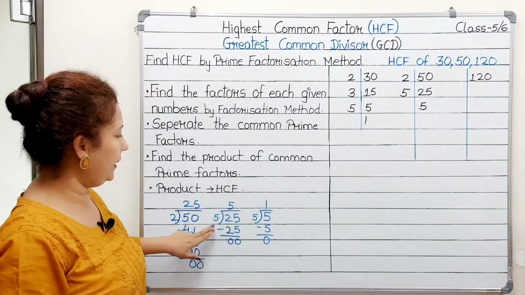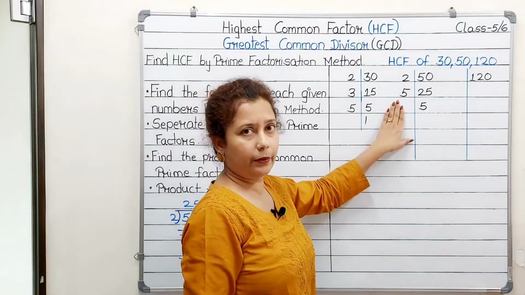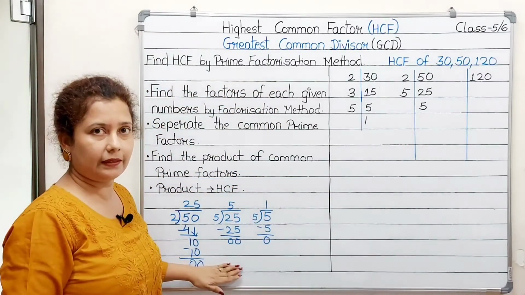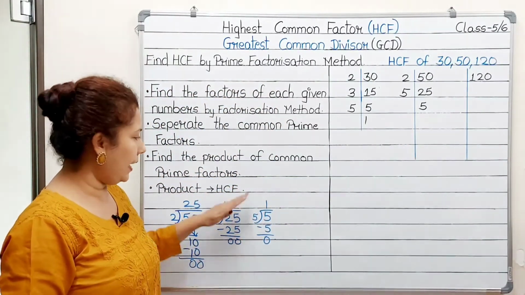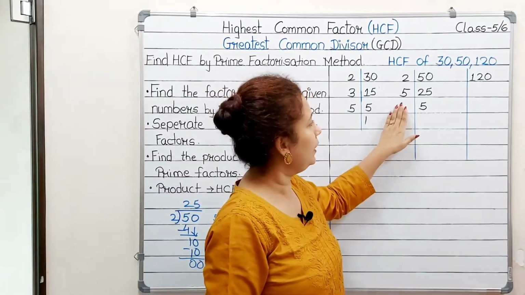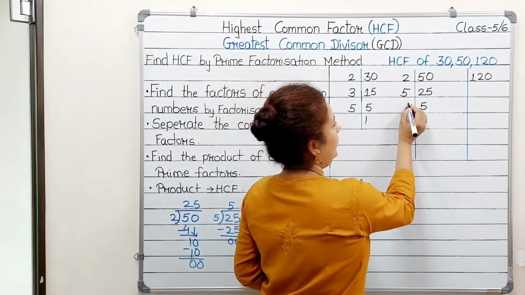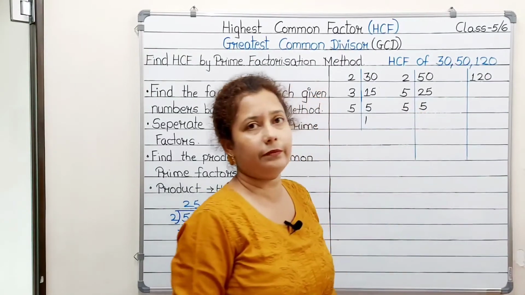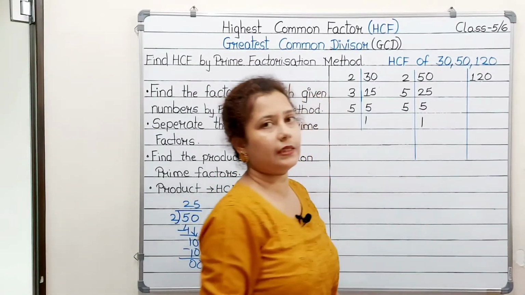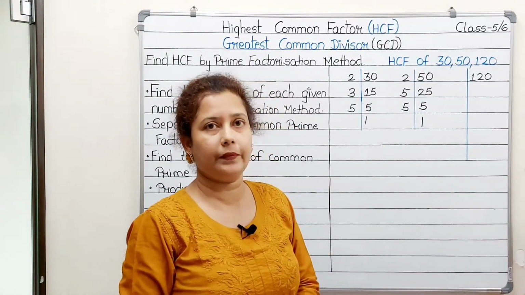And directly you can divide from here. It's not compulsory that you have to divide in this manner. Just to explain, I am using this method. Otherwise directly you can divide over here. So 5 into 5 is 25. Now again it is divisible by 5. 5 is a prime number. So 5 divided by 5, quotient is 1. So we will stop the division over here.